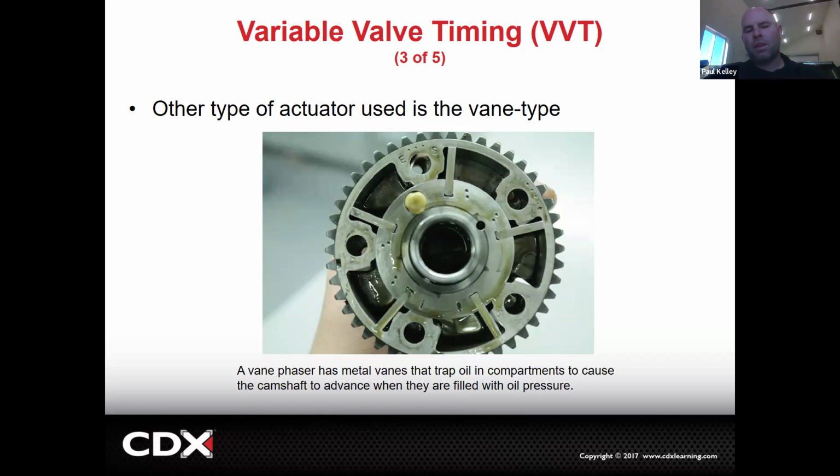But it could be other things. So these variable valve timing phasers, these vanes can wear, they can seize up, they can get debris in there. We've even seen some where they have a little knock pin, and the pin can have the hole oblong.